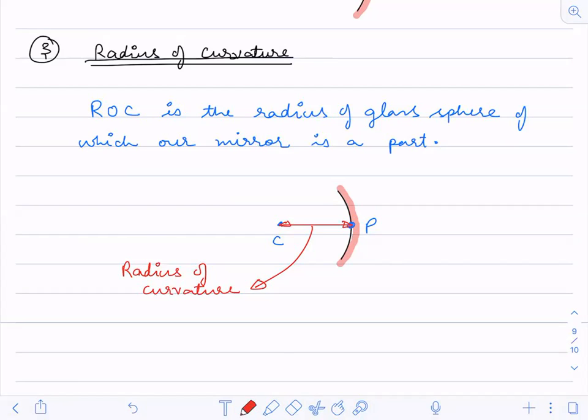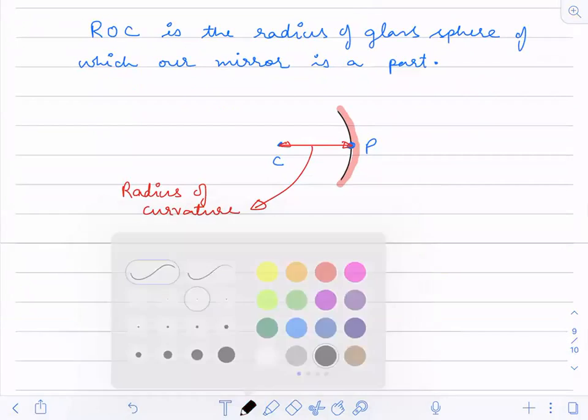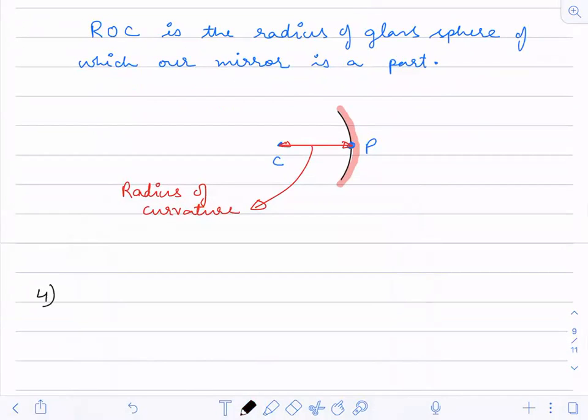Now, the fourth one is principal axis. Sorry, not PLE, it should be PA, principal axis.